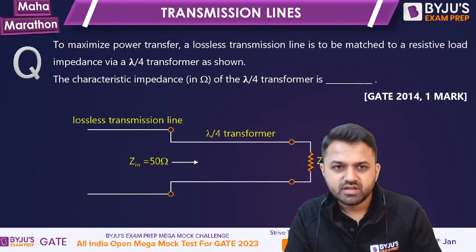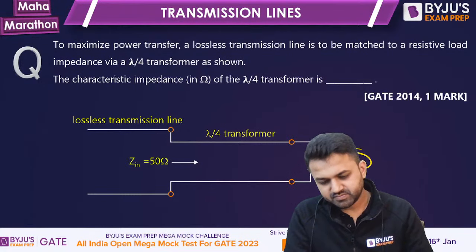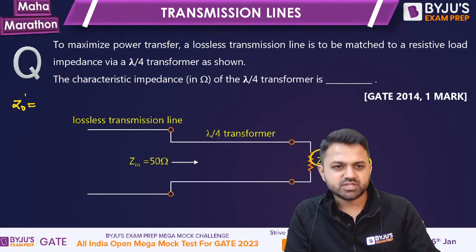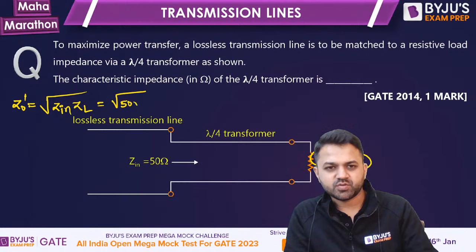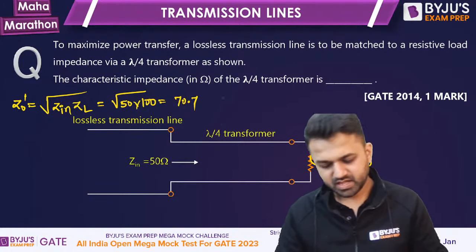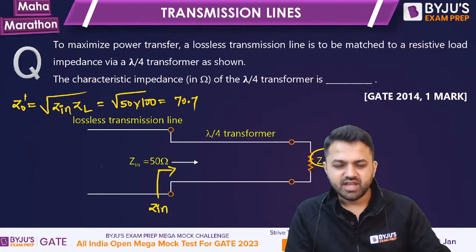ZL is 100, huh? The load is 100. If you are not able to see, ZL is 100. So what is the characteristic impedance of the line? The characteristic impedance of the lambda by 4 transmission line is the geometric mean of the impedance to be matched. So we want to match the input impedance and this load impedance. So that is 50 into 100, which is, I think, 70.7.